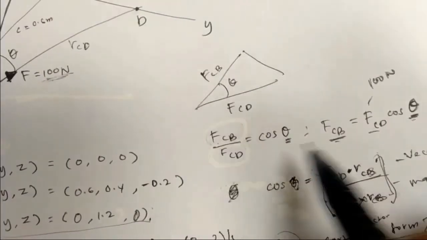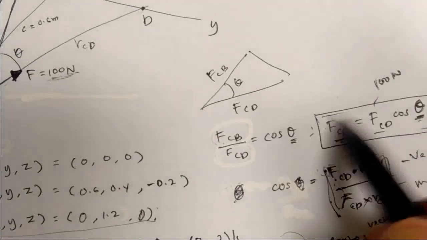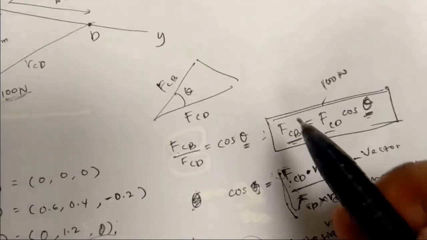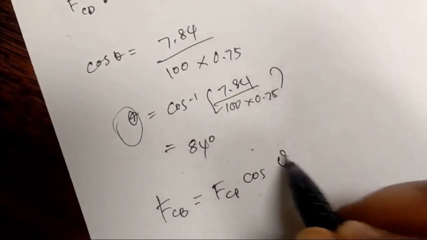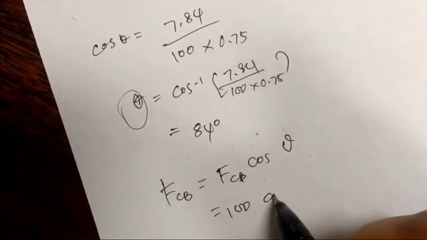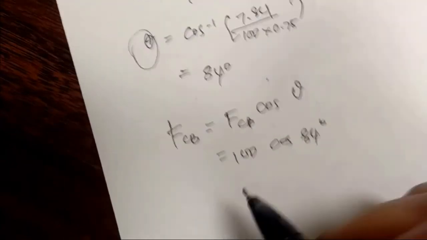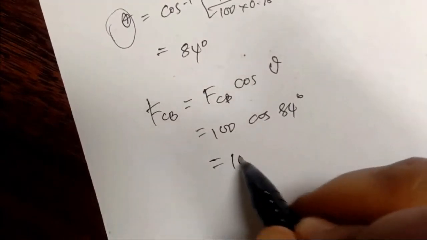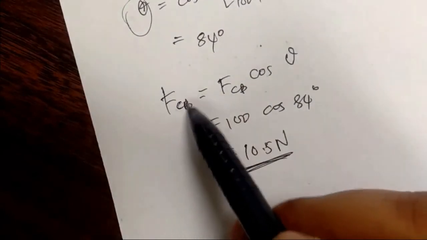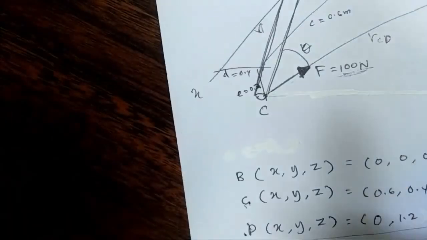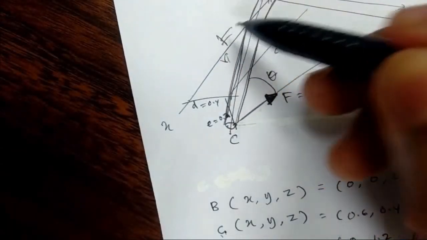So using the formula we just derived back then, you will get the FCB. The FCB is equal to FCD cos theta. Your FCD is 100, cos theta 84 degrees, so it is equal to 10.5 Newton. So this is your force FCB, or projected force FCB. Here is the force here, FCB. Okay, that's all.